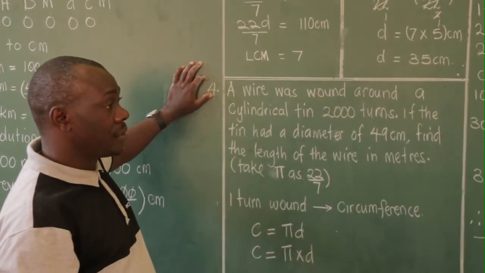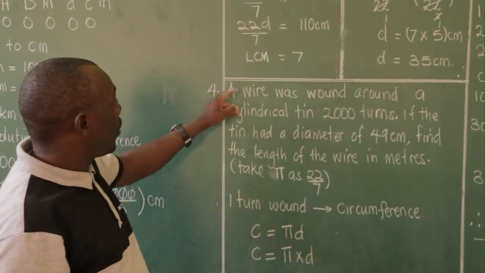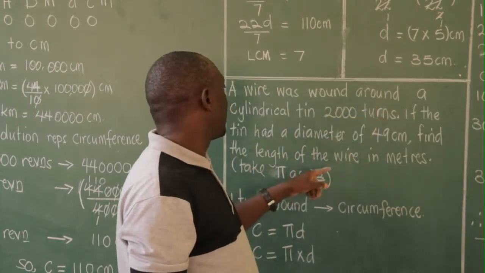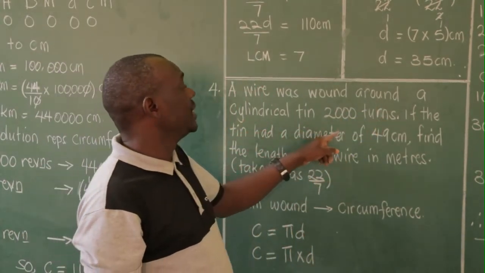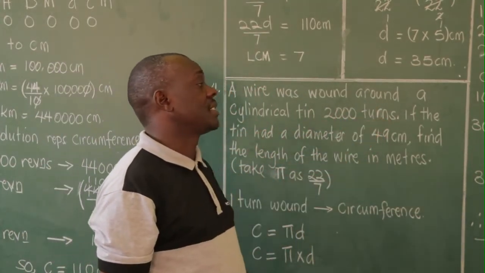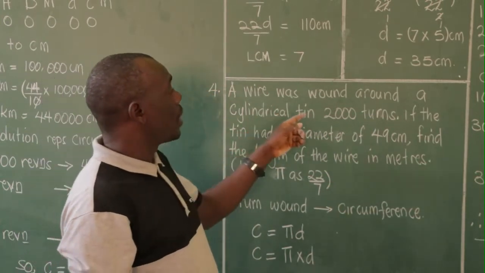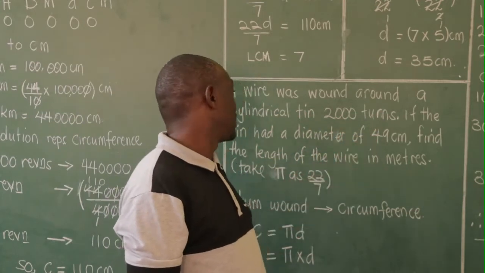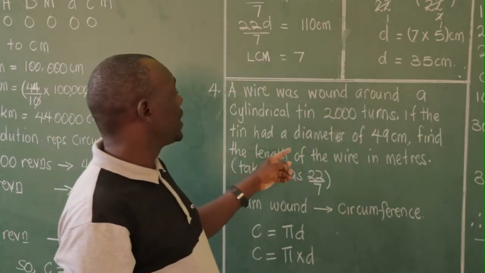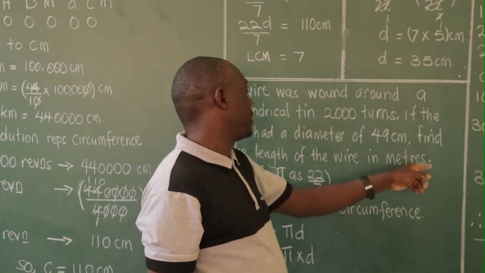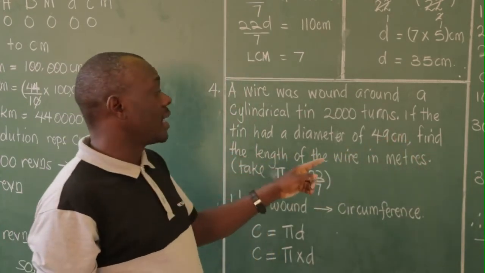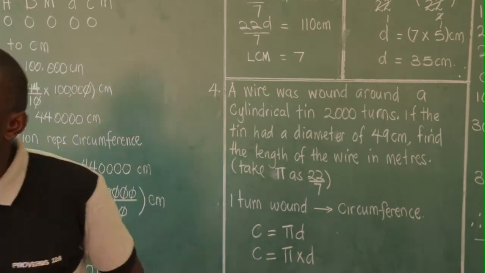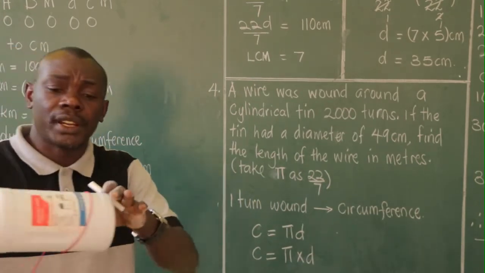What does it read therefore? It reads, a wire was wound around a cylindrical tin 2,000 tons. If the tin had a diameter of 49 centimeters, find the length of the wire in meters. You have 4 strings wound around.